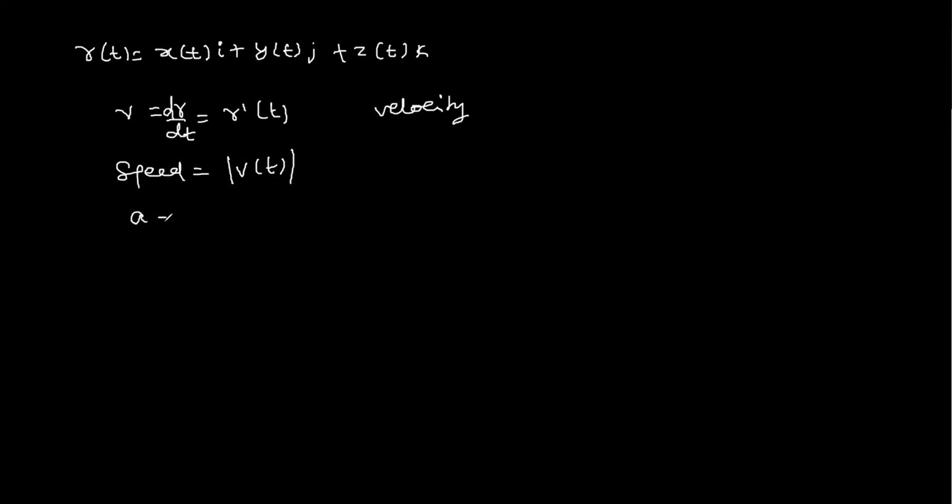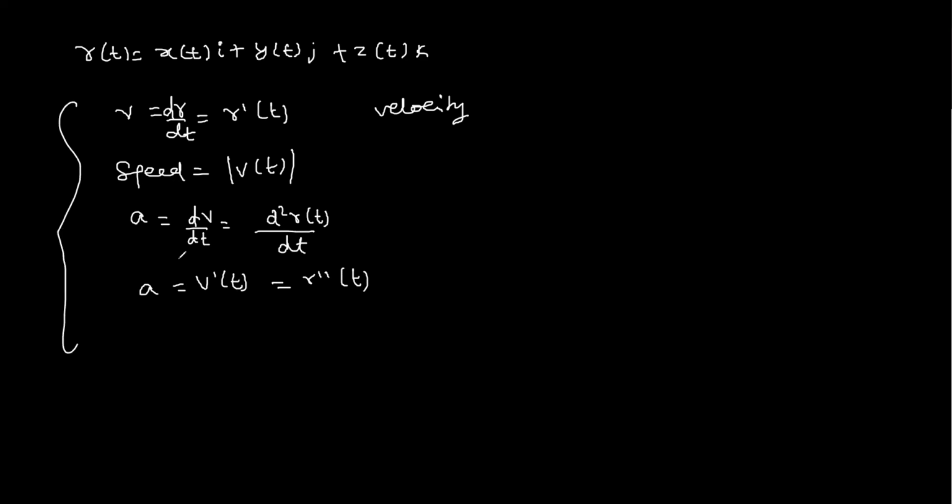And what is acceleration? The rate of change of velocity with respect to time. It means the second derivative of r. So acceleration is what? Either you can write v dash t, derivative of v, or double derivative of r(t). So this three-step process solves almost every basic velocity acceleration problem in vector calculus. Understood?